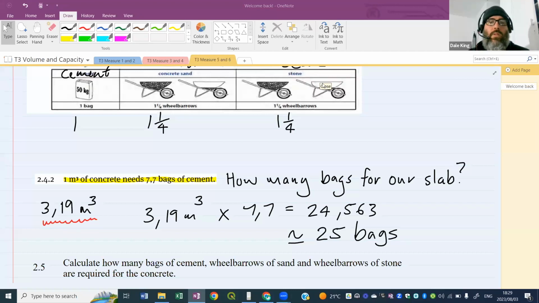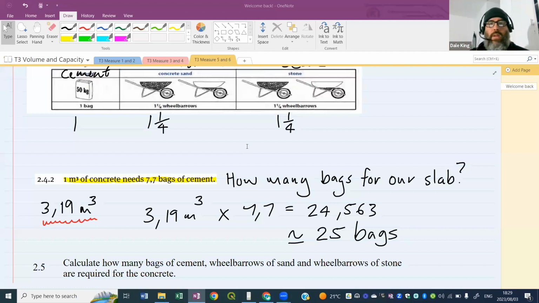3.19 cubic meters times 7.7. All right, cool, no problem. So the question says 1 cubic meter of concrete will need 7.7 bags. Well, I don't have 1 cubic meter. I have 3.19 of them. If one cubic meter needs 7.7, then how many bags for 3.19?